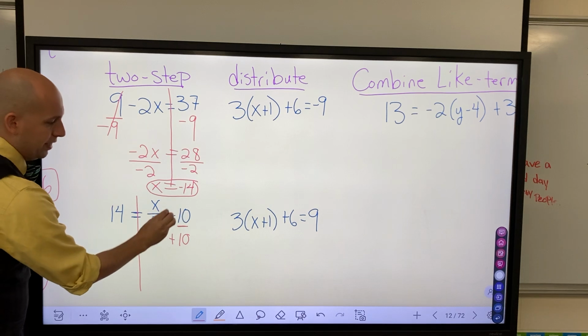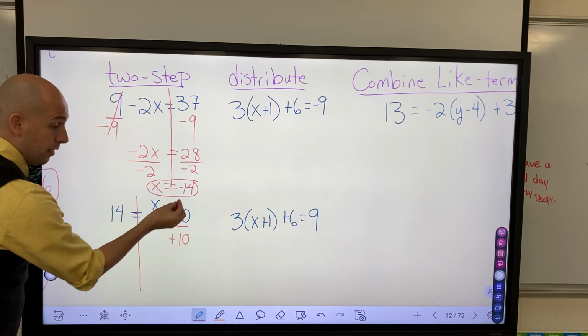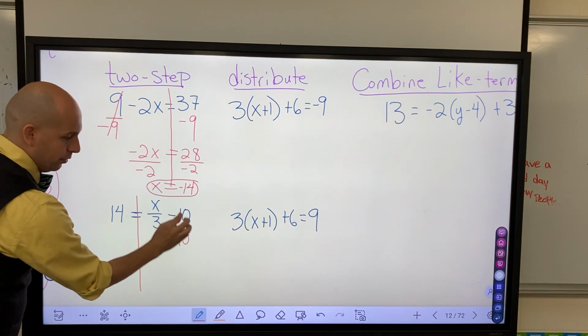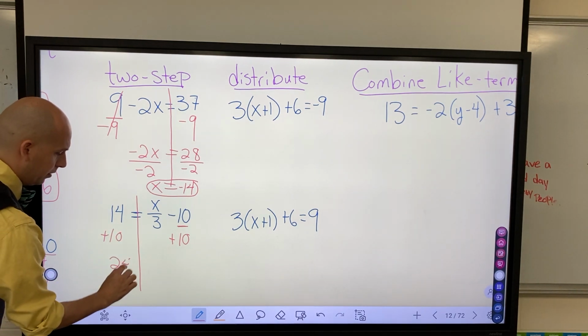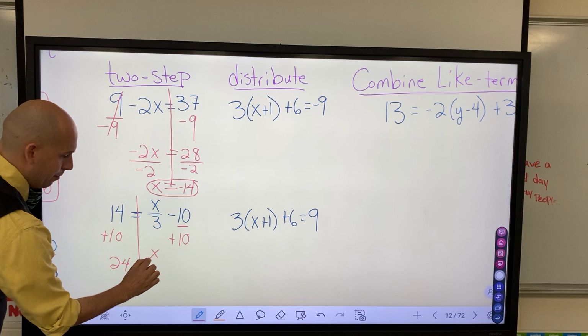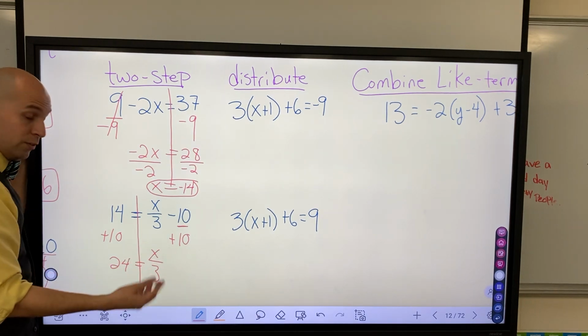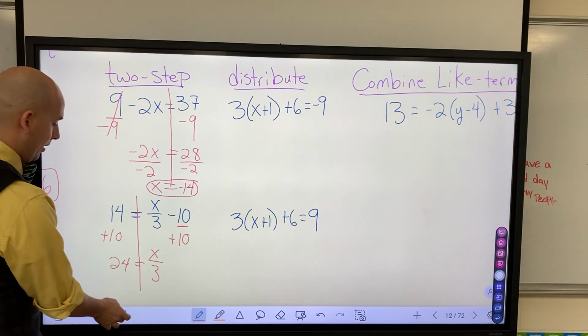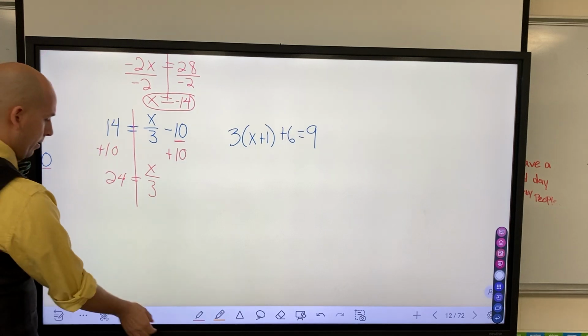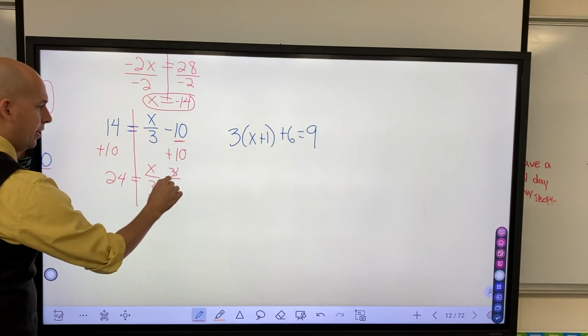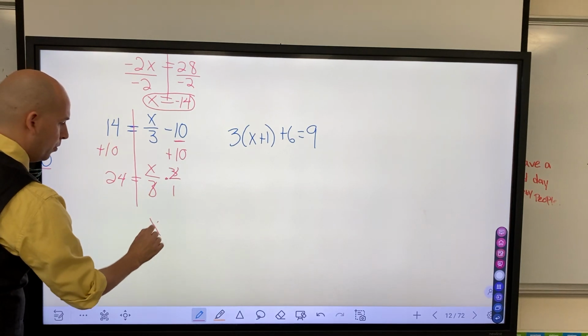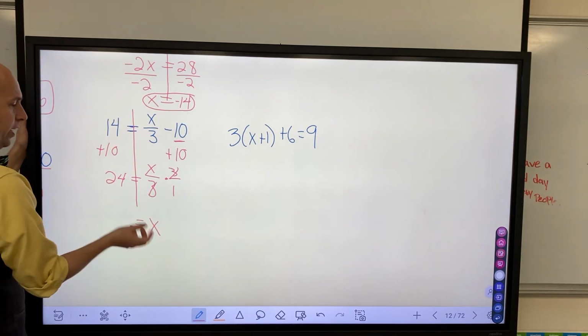All right, so minus 10, I'm going to add 10. I'm just isolating these and dealing with this piece. So add 10 here. So this is 24. And that's x divided by 3. And we're going to use the inverse operation there and multiply it by 3. Okay, so we're going to do times 3 over 1. That simplifies to just 1 and 1x.